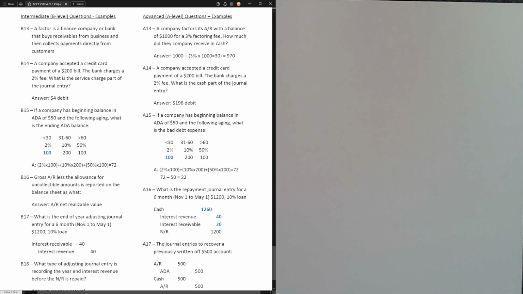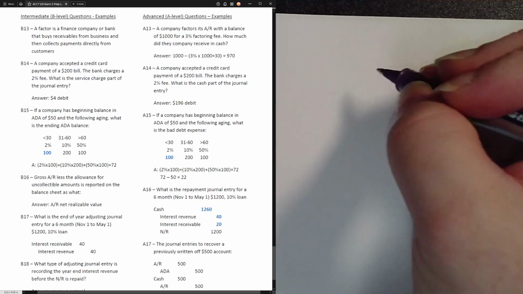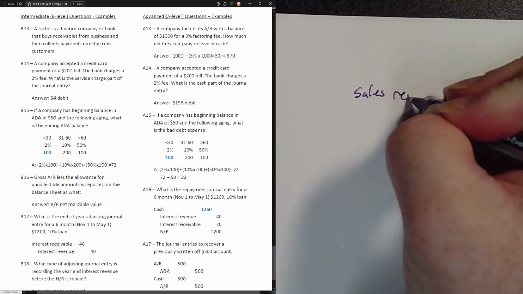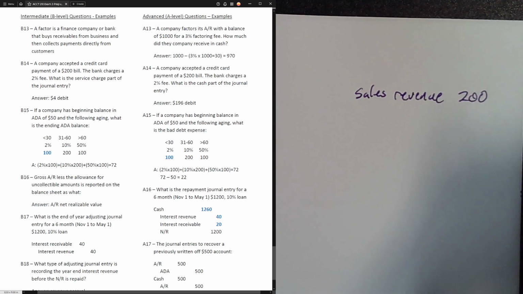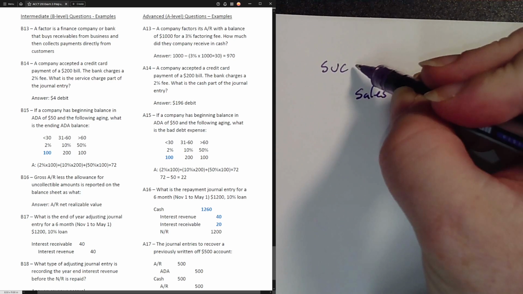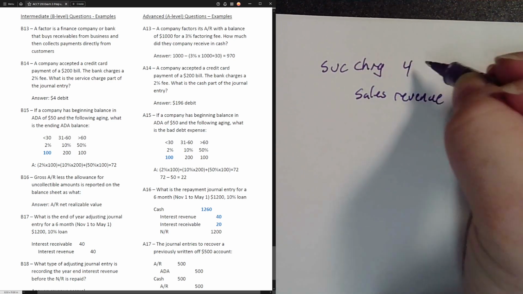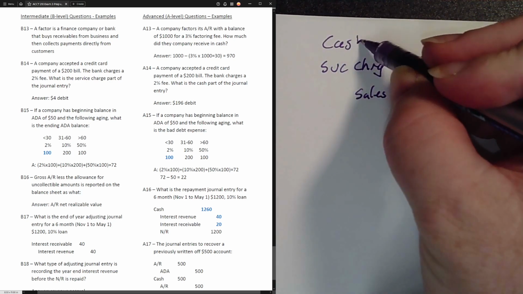Well, that's $4. Just remember, it's a $4 debit, right? Because if I wrote the journal entry, I made sales revenue of $200, but I'm not going to get all that in cash, right? What's going to happen is we're going to have a service charge, which is a type of expense, right? And expenses are debits. 2% of 200 is 4. And how much cash are we actually going to get?